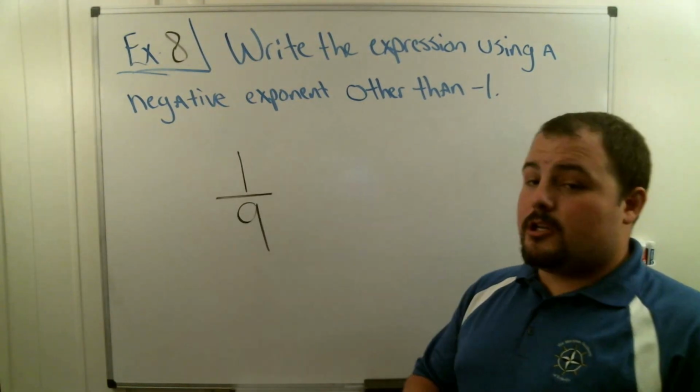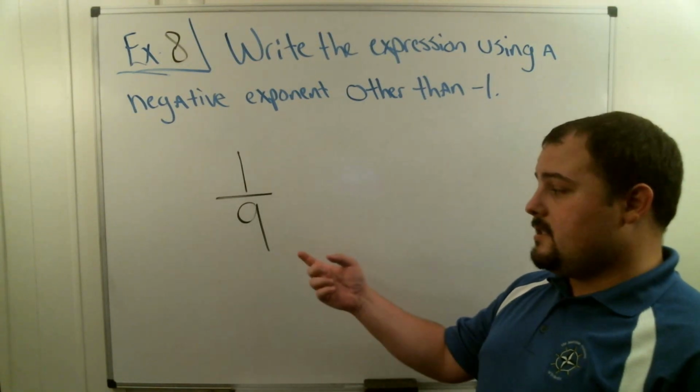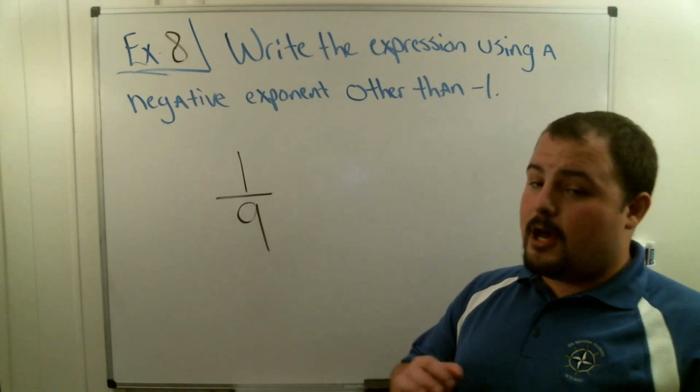In example 8, we're going to do kind of the same thing that we just did in example 7. In this case, we have to write this number using a negative exponent other than negative 1.